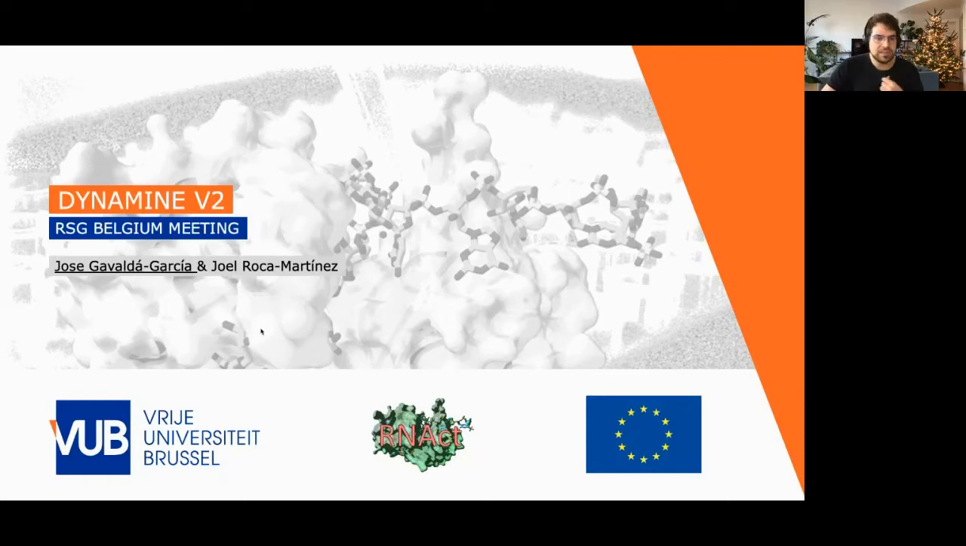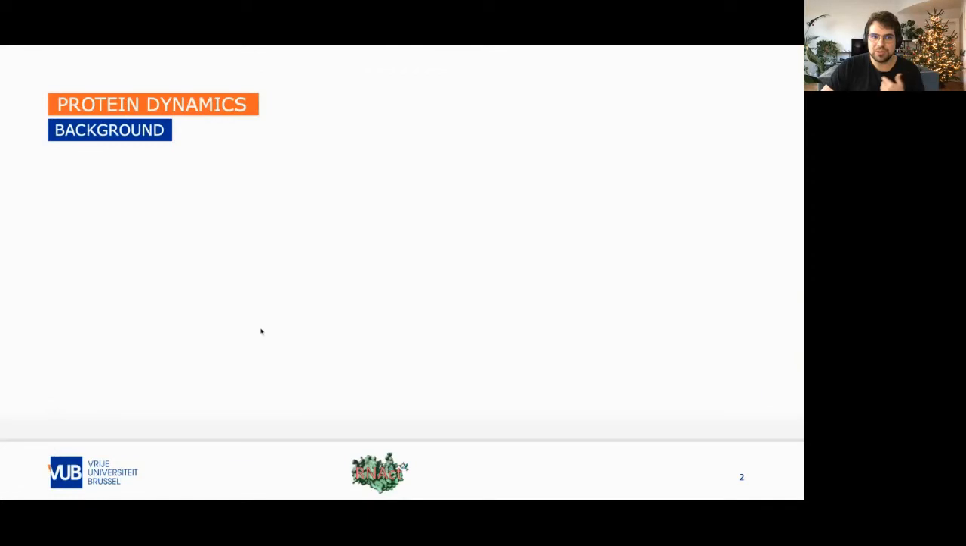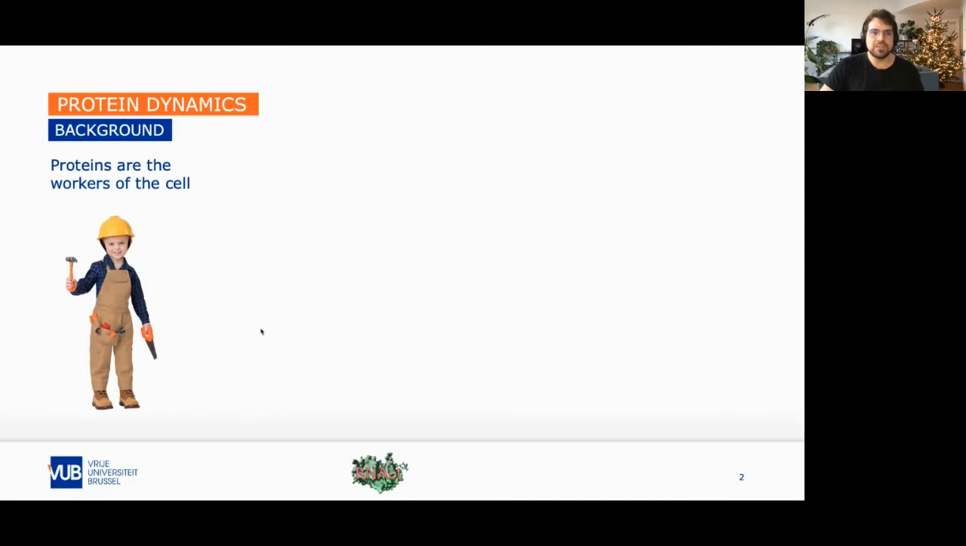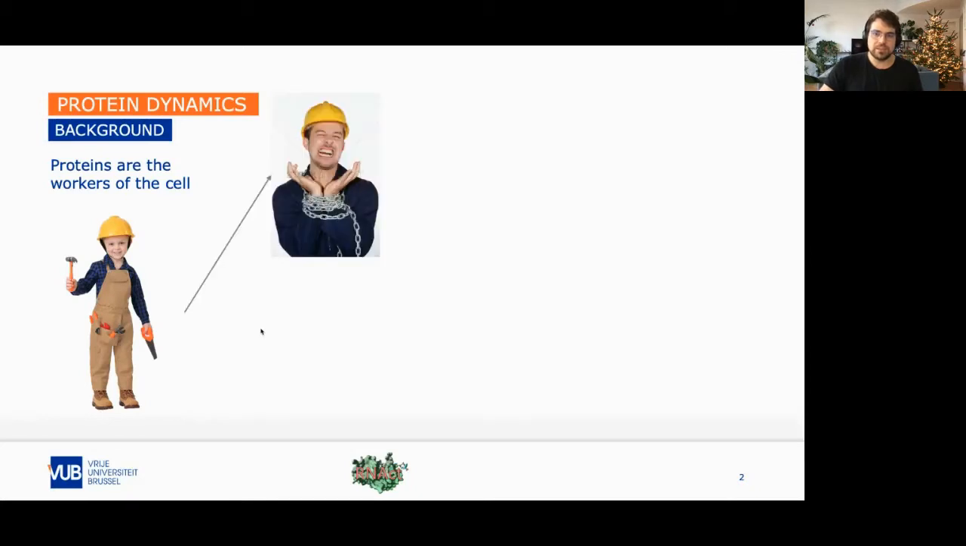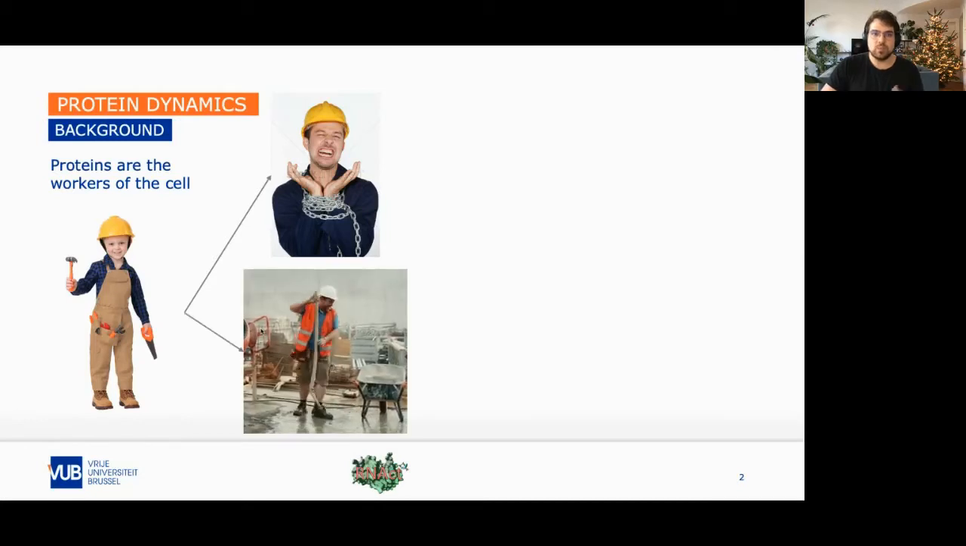When we talk about DynaMine, the first thing we need to do is talk about protein dynamics and the background behind it. For me, I see the protein as the worker of the cell, and when you have a worker that is tied, you don't see how it moves. You can have some idea of what he or she might be doing, but you don't know it as much as when you are seeing it in movement, in action. This is also the same with proteins.